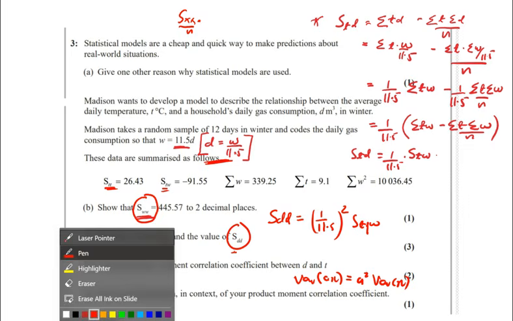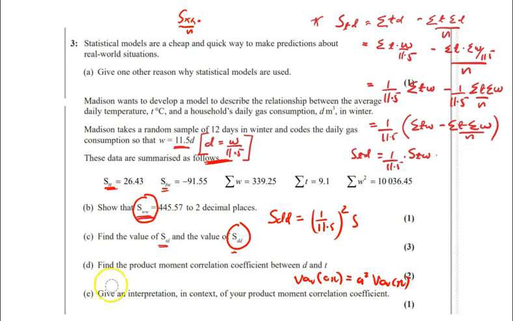Multiplied by SWW, because that's a coding. SWW is the coding of D and W. That means your answer is just SWW, which you have as 445.57 over 11.5 squared. When you press your calculator, what do you have here? You end up with 3.3691.